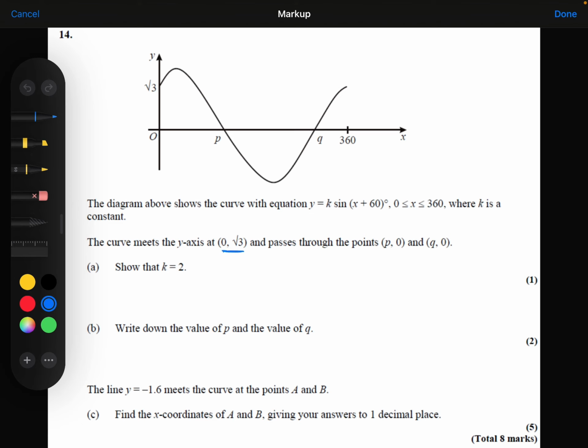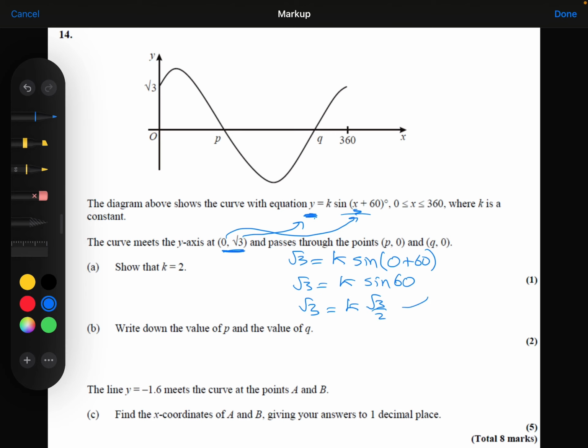So, when x is 0, y is root 3. So if I substitute that into this formula, when y is root 3, I get k times sine when x is 0. All I've done here is substitute the root 3 in there, substitute the 0 in there. 0 plus 60 is 60. And I know that sine 60 is root 3 over 2. So there we can see that k has to be 2.